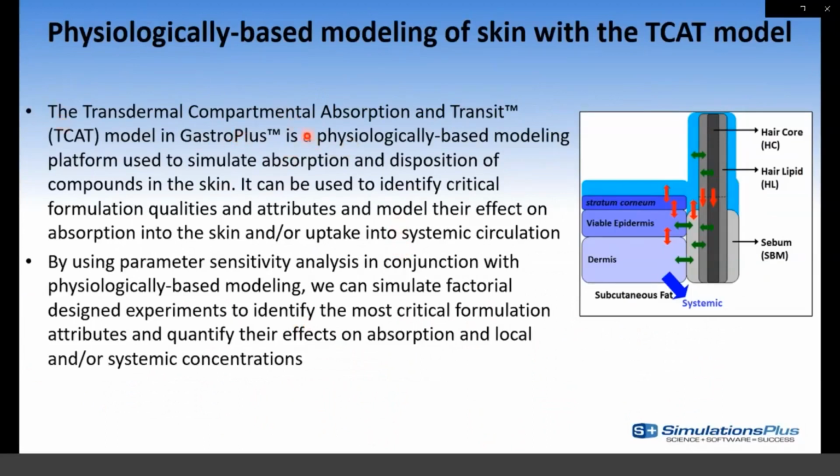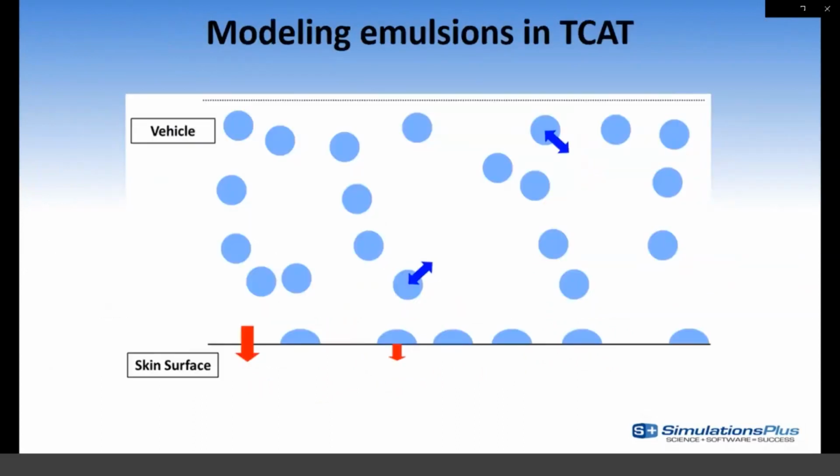In GastroPlus, we've developed the transdermal compartmental absorption and transit model. And this is going to be a physiologically based modeling platform used to simulate absorption and disposition of compounds in the skin. It can be used to identify critical formulation qualities and attributes and model their effect on the absorption into the skin and/or the uptake into the systemic circulation. By using parameter sensitivity analysis in conjunction with physiologically based modeling through the TCAT model, we can simulate factorial designed experiments to identify the most critical formulation attributes and quantify their effects on the absorption and on the local and/or systemic concentrations. We will be looking at the absorption of clobetasol from microemulsions.